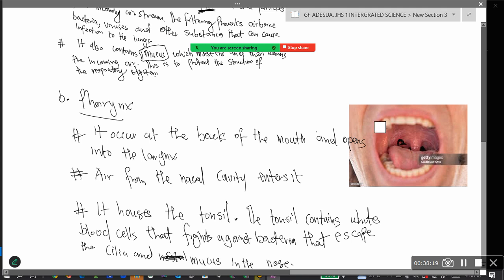I was saying that anytime someone breathes through the nostrils, the air will definitely come to the pharynx. And where is the pharynx? It's located at the back of the mouth. So you could see that there's a connection between the nose and the mouth, right? The back of the mouth, that is the pharynx. So when I breathe air through my mouth, it will eventually go to the pharynx. When I breathe air through my nostrils, it will eventually go to the pharynx.